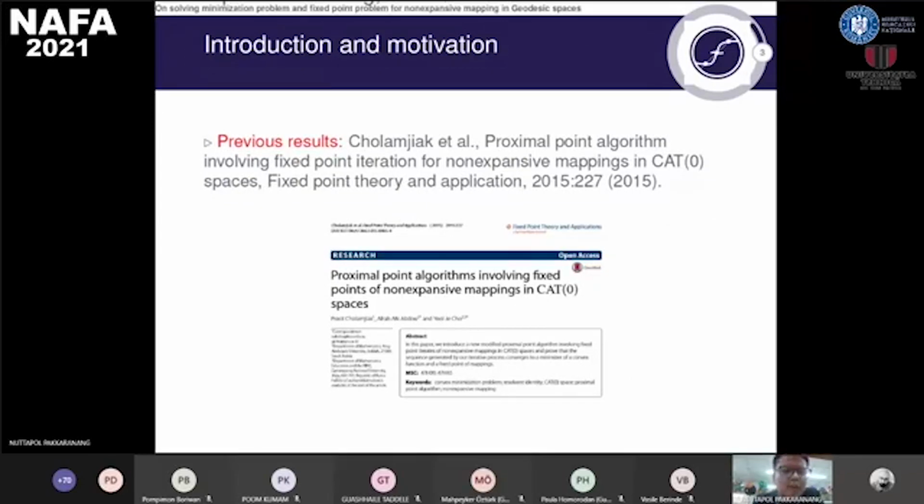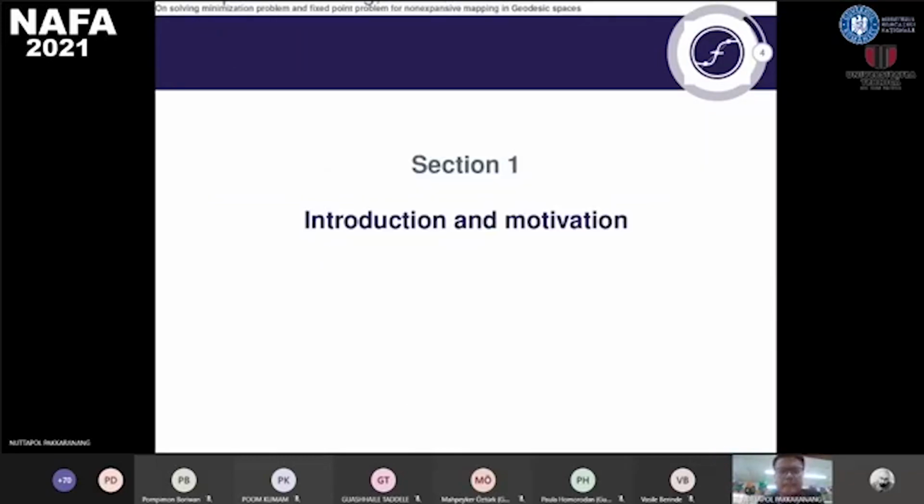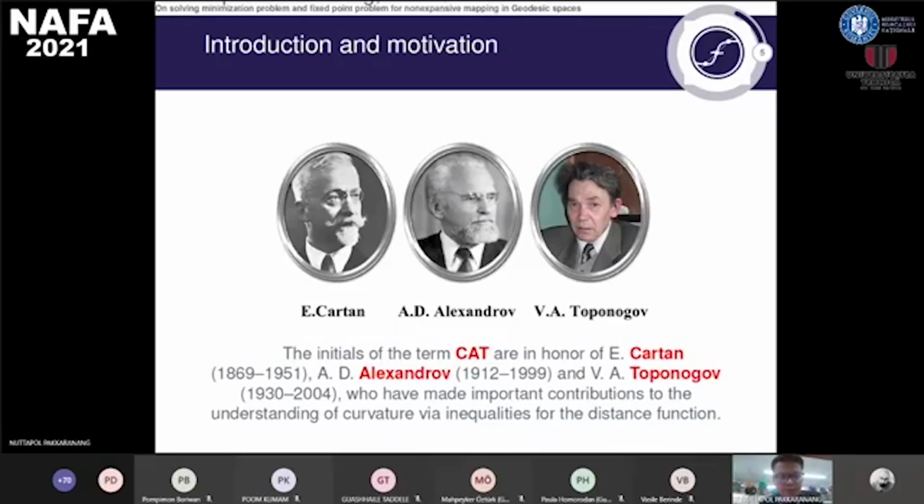I got the motivation from this paper. Professor Chaipunya studied the proximal point algorithm involving the fixed point iteration for nonexpansive mappings in CAT(0) space. Next, I will talk about the introduction and motivation. The term CAT comes from Professor Cartan, Alexandrov and Toponogov, who made important contributions to understanding curvature via inequalities of the distance function.